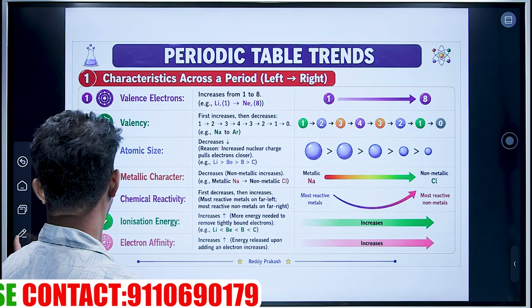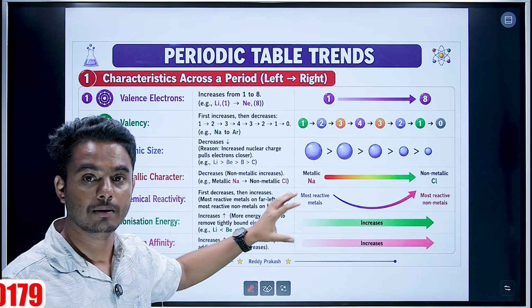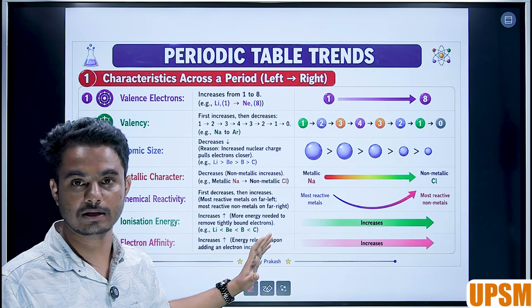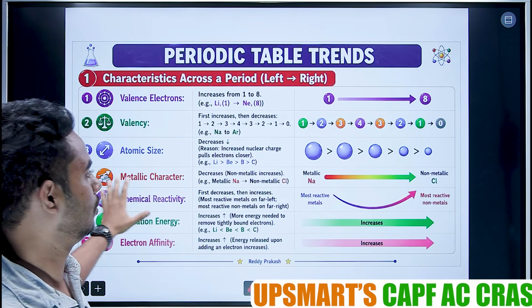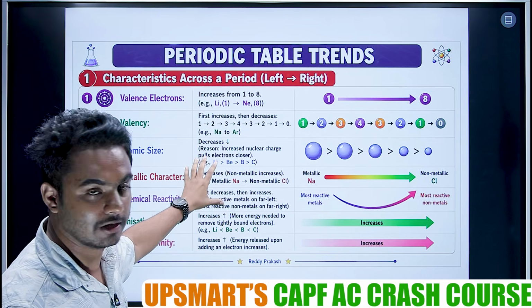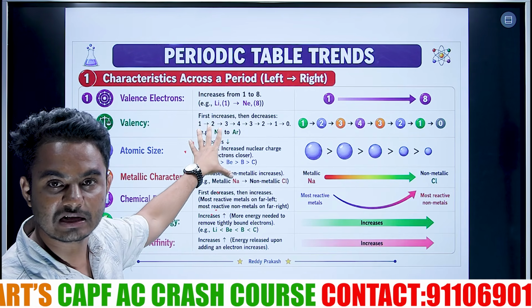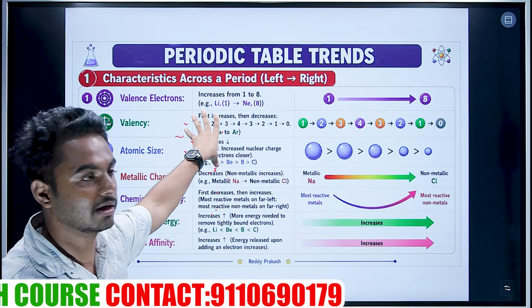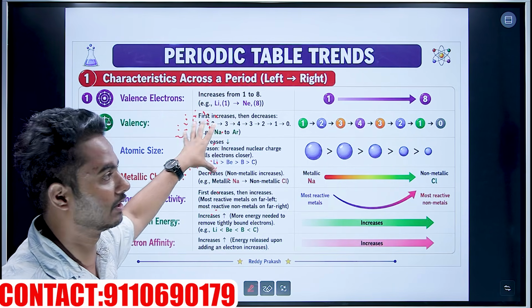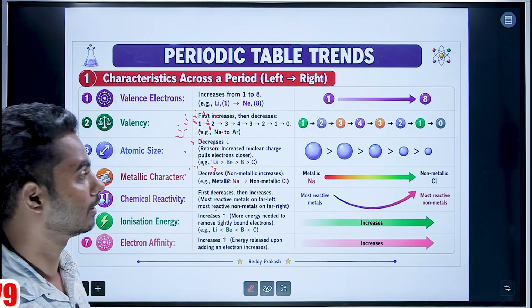Next, this is something slightly confusing but very important for the examination. No skipping this slide. Wherever you are, keep this slide in 1080p. Take a screenshot of this. Every morning you should wake up seeing this slide. This is the most important slide of chemistry, on the periodic table: characteristics or trends in the periodic table.